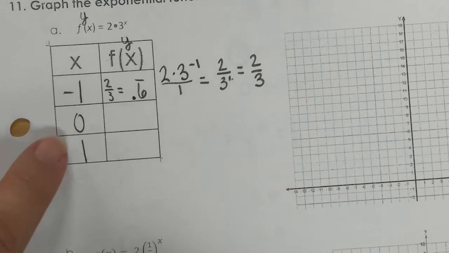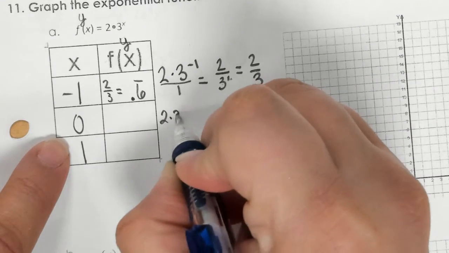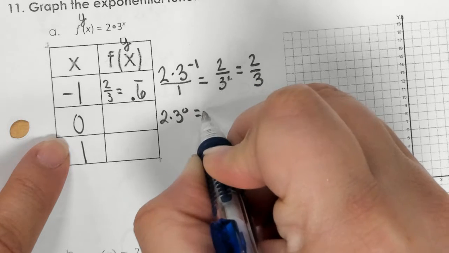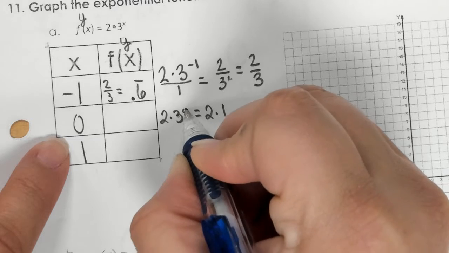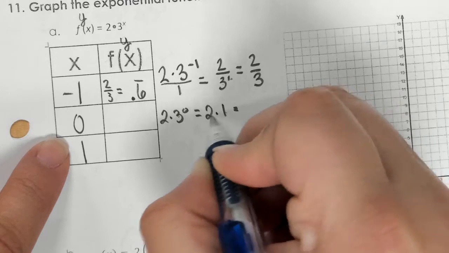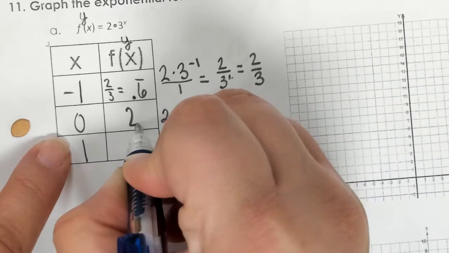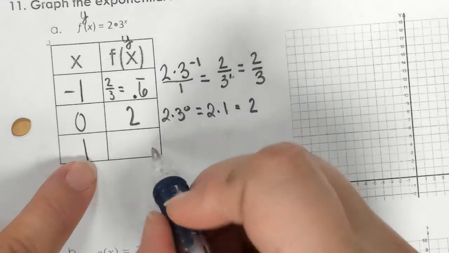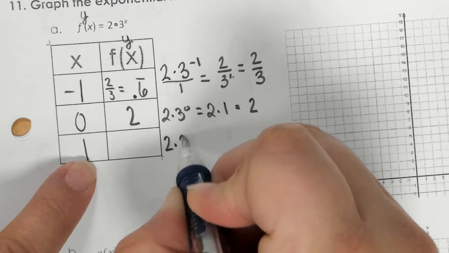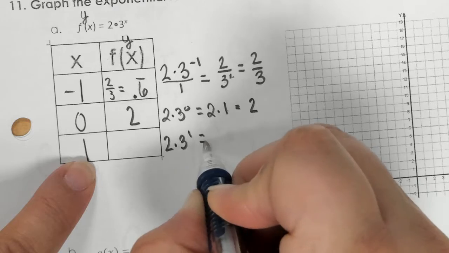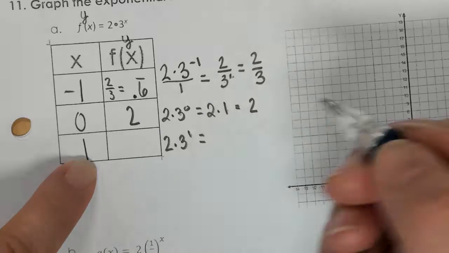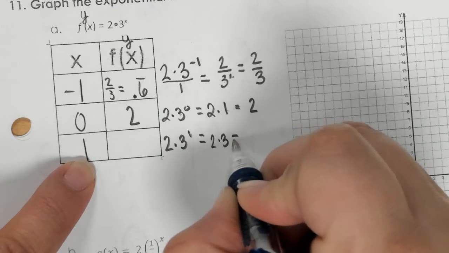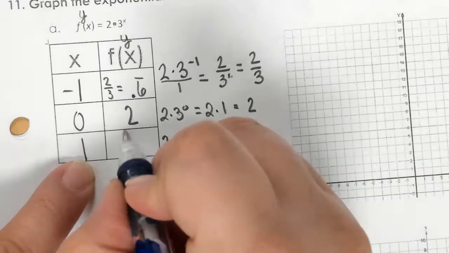Now, if I plug 0 in, 3 to the 0 power is 1. So I've got 2 times 1, because 3 to the 0 became a 1, and 2 times 1 is 2. Okay, lastly, we have 2 times 3 to the 1st. Plugged 1 into x. 3 to the 1st is 3. So I've got 2 times 3, and that's 6.